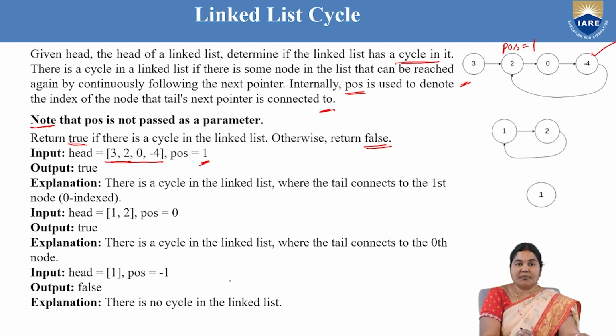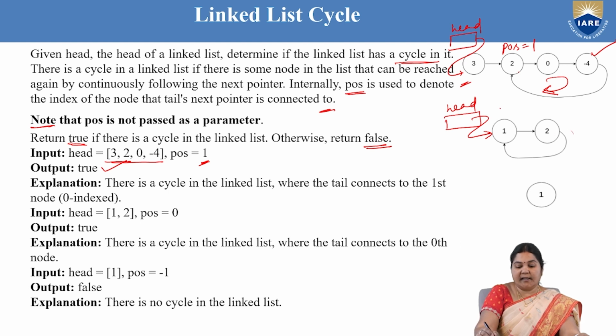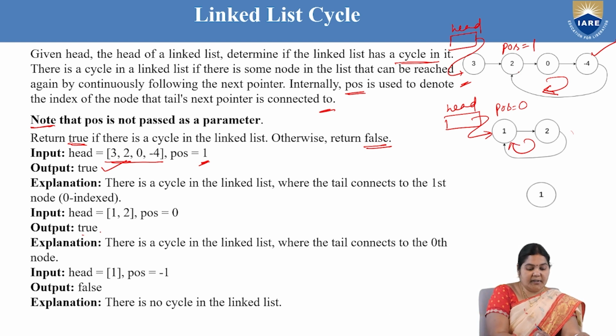That means there is a cycle from node 1. So this is your head node. Head is pointing to the first node, but there is a cycle back to the position number 1 node. Right. So, yes, there is a cycle. If you see the second one, the head node is pointing to the first node. And there is a cycle from position number 0 itself. That means there is a cycle like this. So, in the third case, we will return true here.